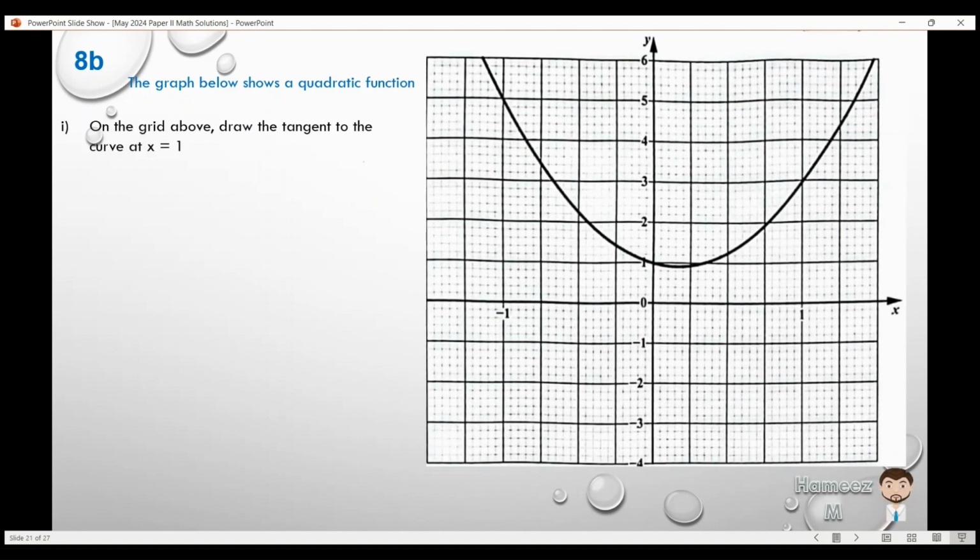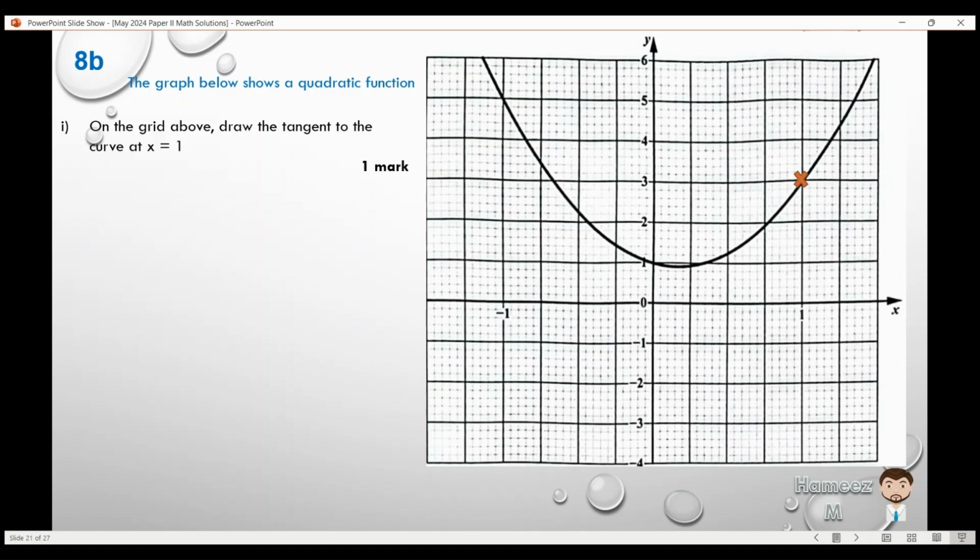Part 1. On the grid above, draw the tangent to the curve at x is equal to 1. So if we look at our graph and we would like to find where it is at x is equal to 1, we could go on our x-axis and find 1, and then we could bring it up and indicate the point here with a small x to show that is the point that we're looking for, (1, 3). At this point, we'd like to draw the tangent to the curve.